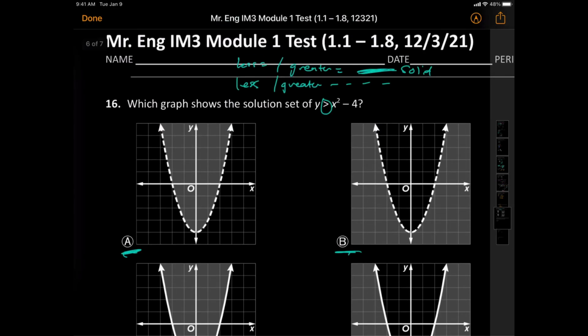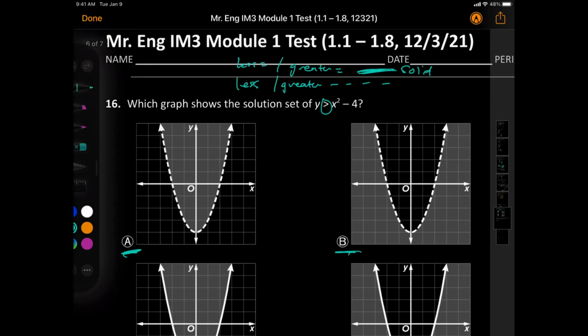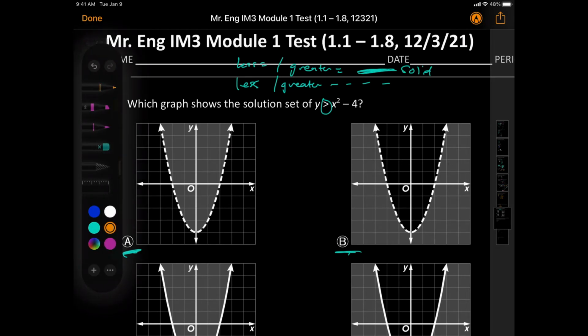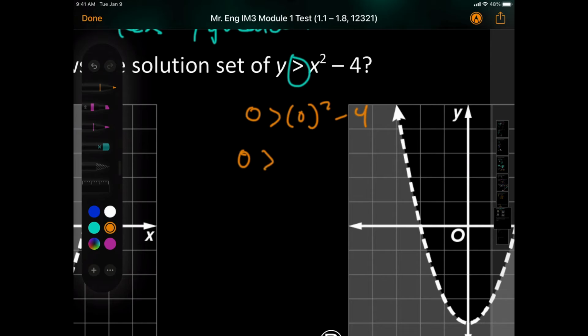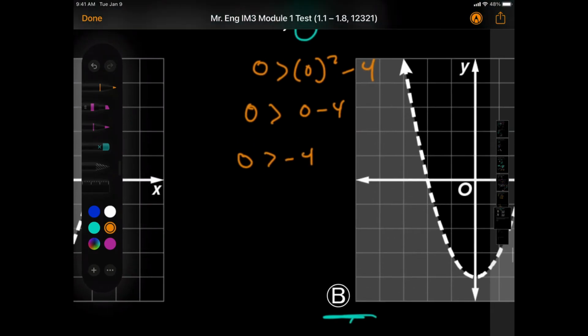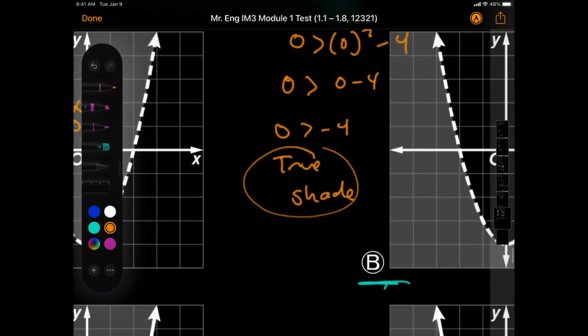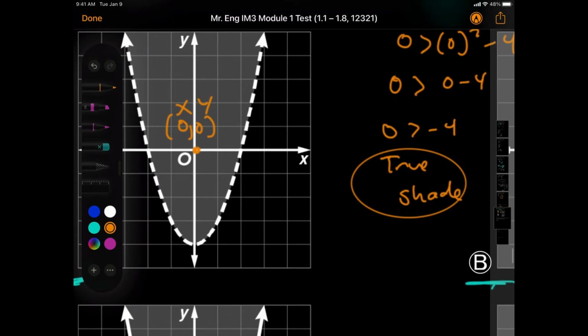Next thing I can do is just figure out a test point. Test point is 0, 0. Your x value is going to be 0, and your y value is going to be 0. So if I test this point, 0 is bigger than negative 4. This is true. So 0, 0, we're going to shade. Where 0, 0 is in the orange, we're going to shade this.